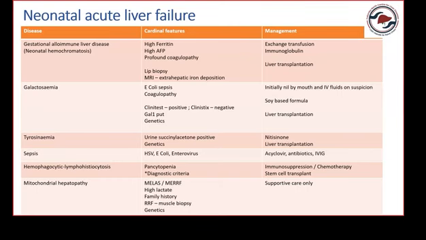Mitochondrial hepatopathy would present with acute liver failure in newborn. They will have high lactate. You could do genetics, and if you think about mitochondrial hepatopathy, liver transplantation is contraindicated.